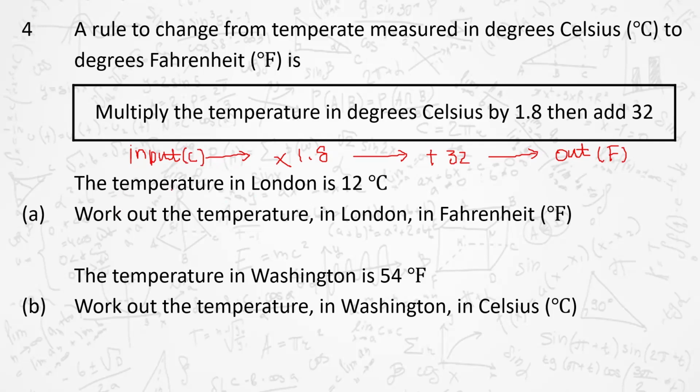Okay, so now we have the temperature in London is 12 degrees Celsius. Work out the temperature in London in Fahrenheit. So input is 12. We need to work out the output. So 12 times 1.8 equals, you can use the calculator for this part, 21.6. Then 21.6 plus 32 equals 53.6. And this is our Fahrenheit.